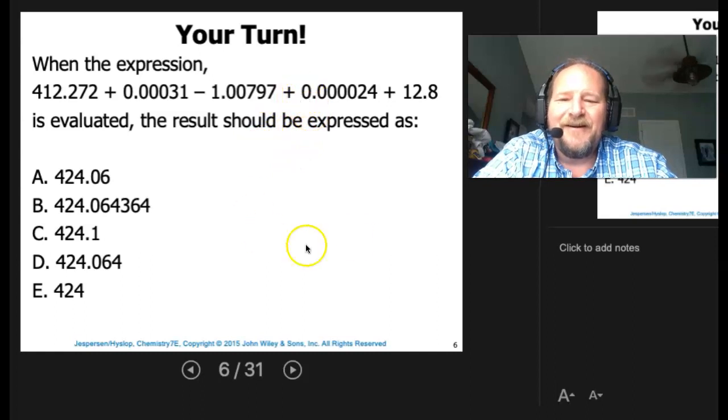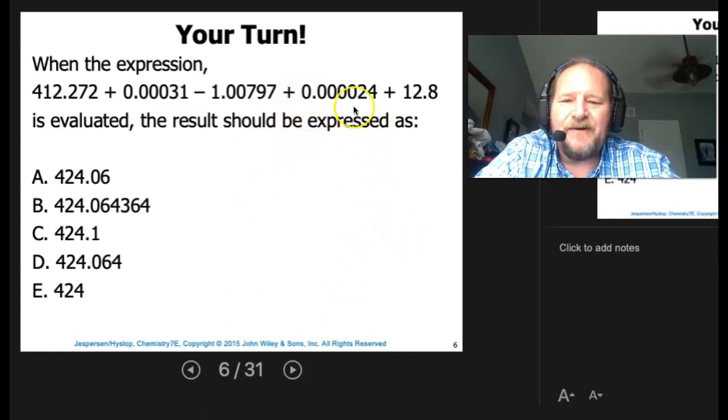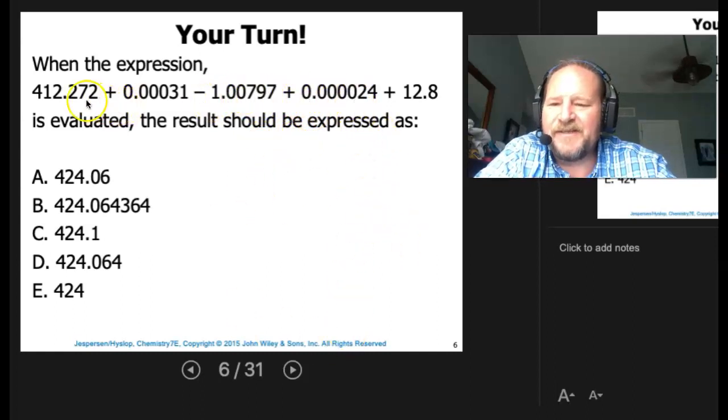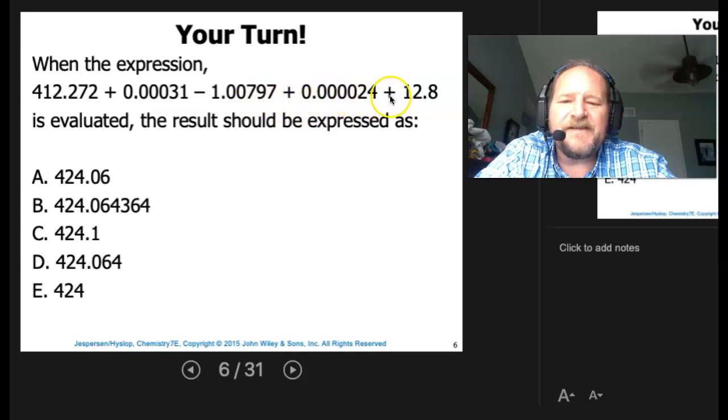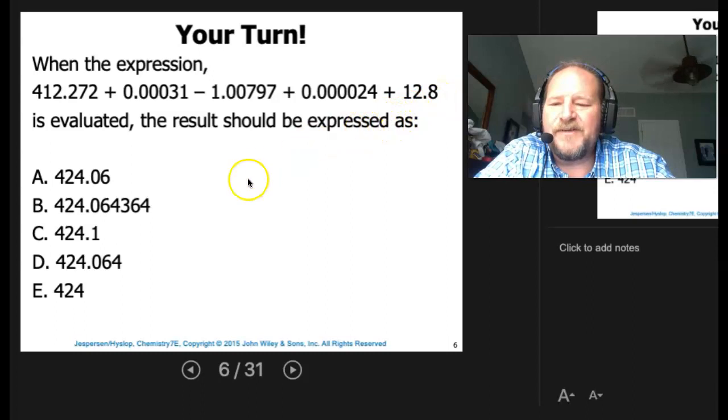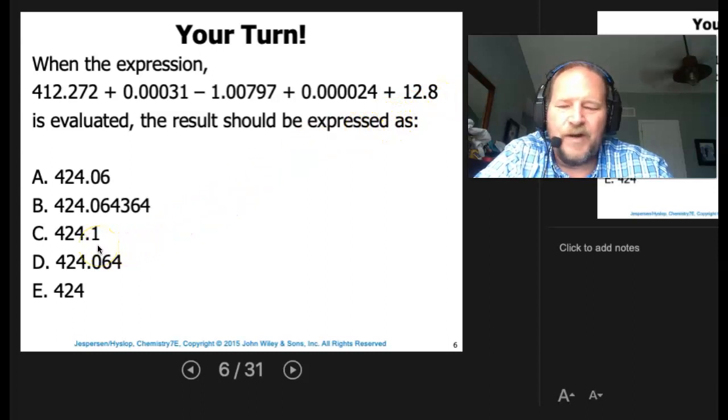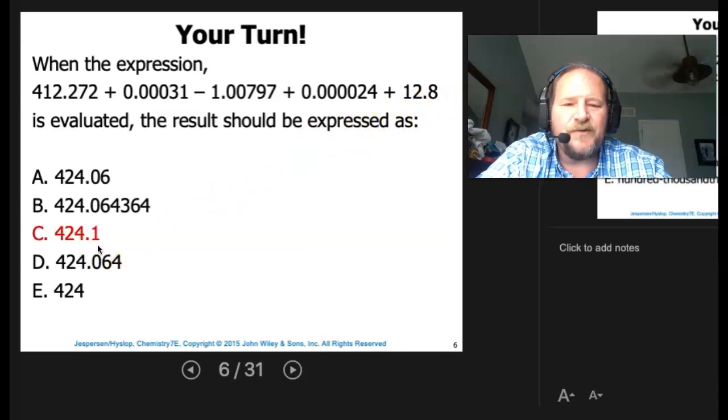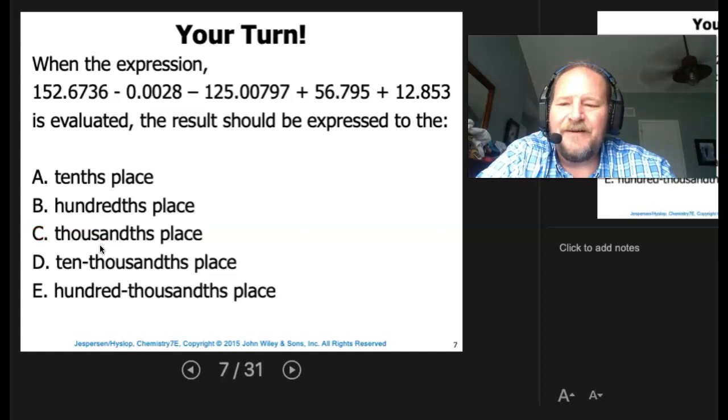So how can we get this kind of fast? Well, we're going to be looking at decimal places, right? Because this is addition and subtraction. And so here we have 3 decimal places. We have 5 decimal places, 6 decimal places, or 1 decimal place. And of course that means my answer can only have 1 decimal place. So we get 424.1.